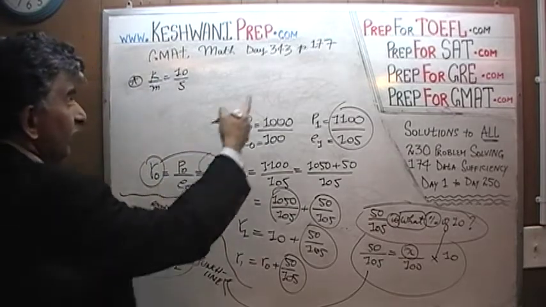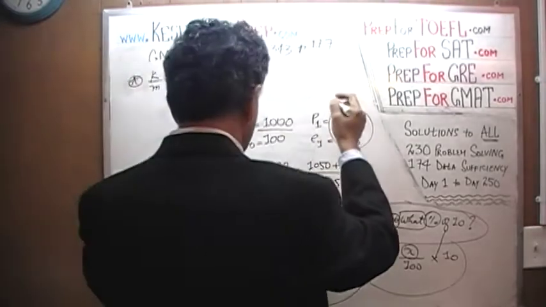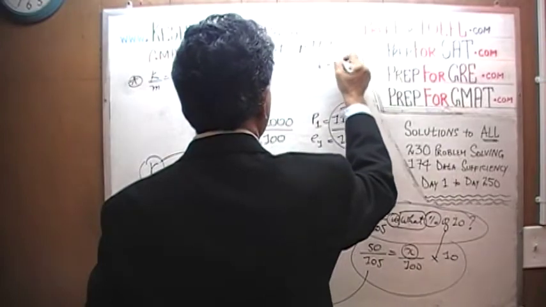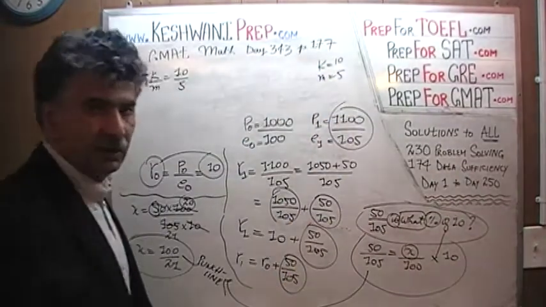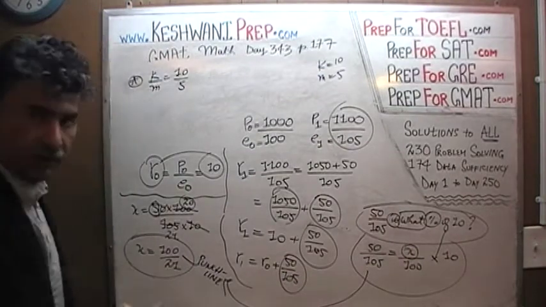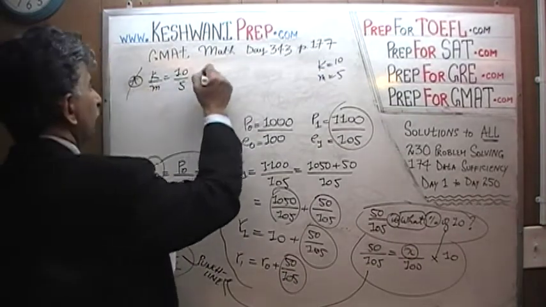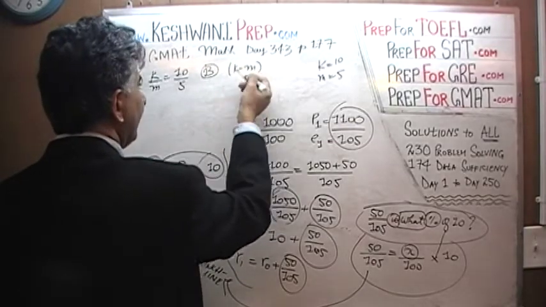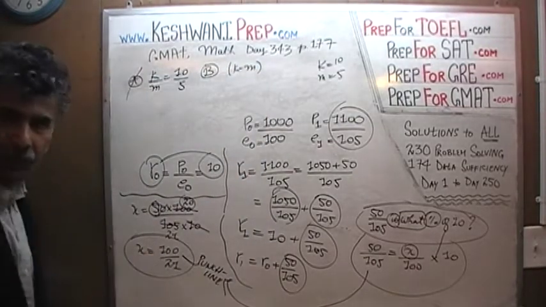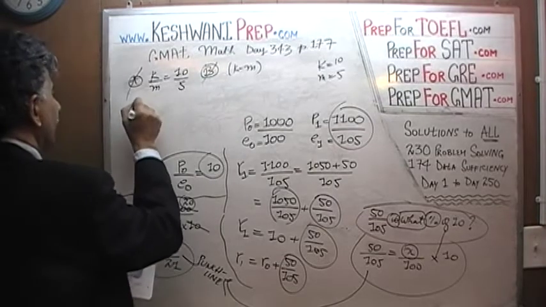K over M is, I'll erase everything. K was 10, it's right here. K is 10 and M is 5. Obviously, K over M is not going to be 100 over 21. That was a waste of time. B says K minus M. Again, K minus M is not going to be 100 over 21, is it? It's silly.